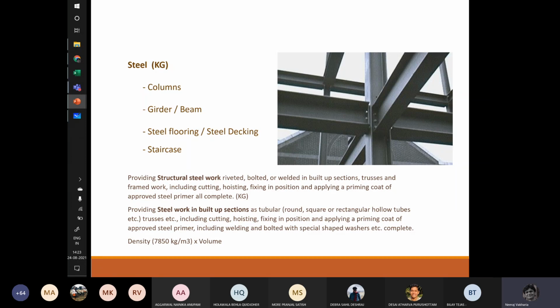Even entrance gate or compound wall, barbed wire fencing and everything, whatever we do, that is also calculated. That also we calculate in kg and in metal. Okay, this is not just for the steel. Even any metal work which you are going to do on site will be calculated here. Okay, in kg. Okay, is it clear?